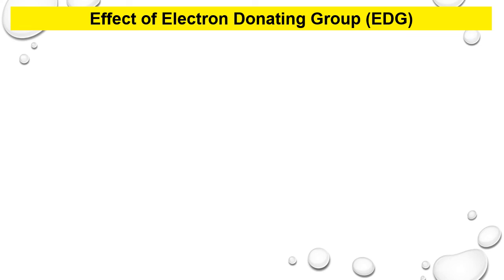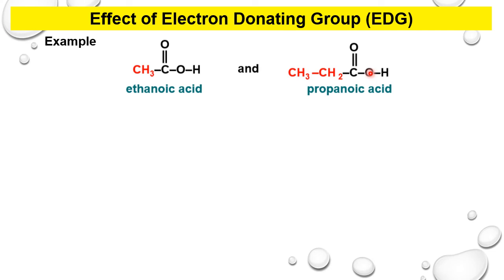Okay, last but not least, kita akan cerita tentang effect of electron donating group. Okay, so your electron donating group paling senang kita akan fokus kepada alkyl group sahaja. Okay, jadi lagi banyak alkyl group, lagi tinggilah effect of electron donating. So contoh dekat sini, okay, kita compare between ethanoic acid and propanoic acid.